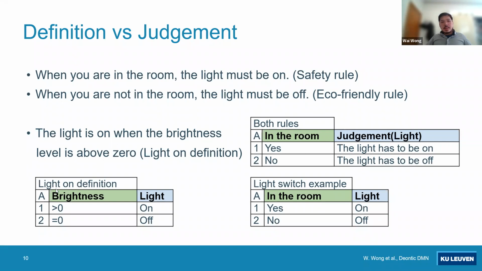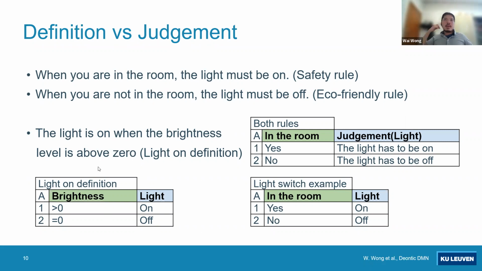You can say that the definition of lights on is when the brightness level is above 0, then we call the light on. If the brightness is equal to 0, then we say the light is off. This is a definition. It won't be a situation where the brightness is more than 0 and we still call the light off. No, it's a definition.